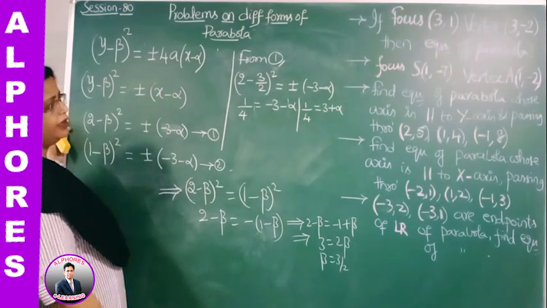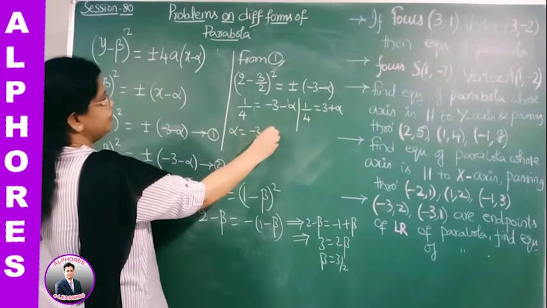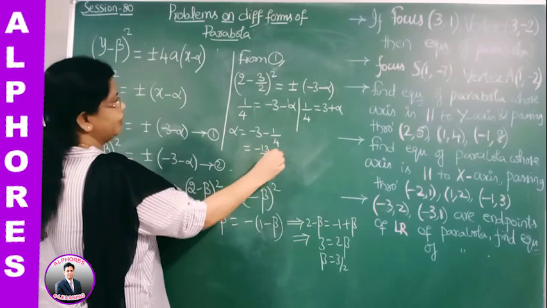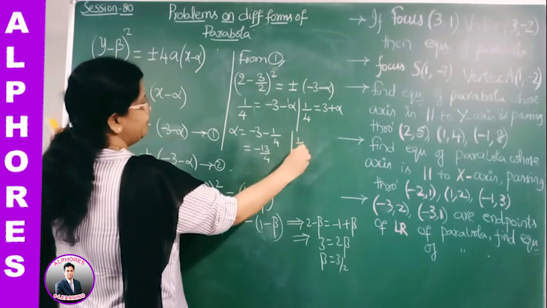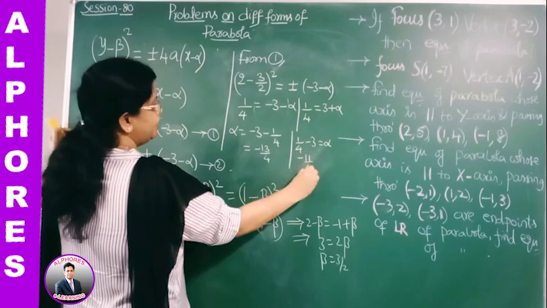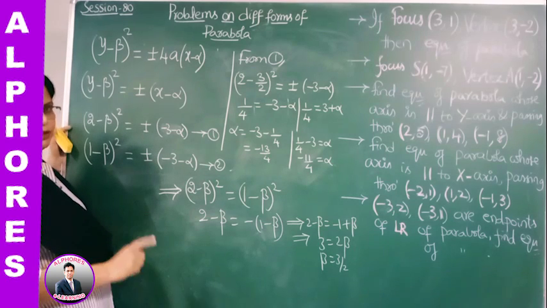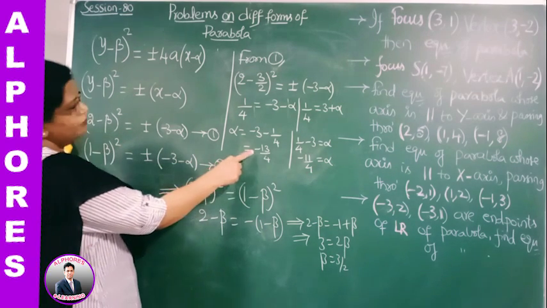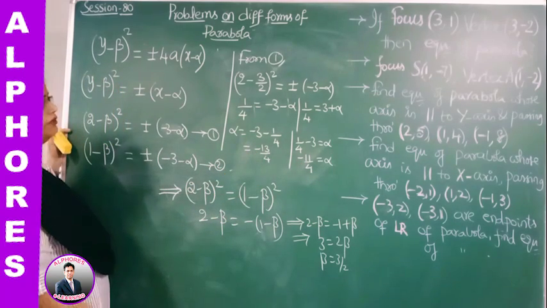Okay, now what about alpha here? On this side, if I write minus 3 minus 1 by 4, this is minus 13 by 4. And on this side, if I take this alpha, 3 plus 1 by 4 minus 3 equal to alpha, so minus 11 by 4 equal to alpha here. Finally, the beta value is unique. Beta is unique, that is 3 by 2, whereas alpha you got here is minus 13 by 4 and here it is minus 11 by 4.